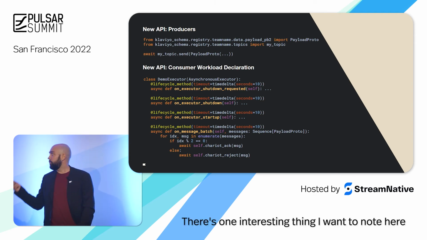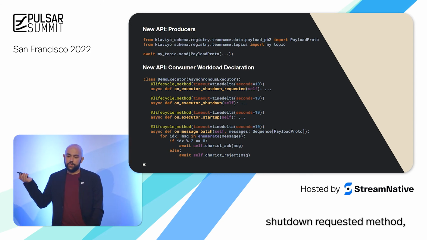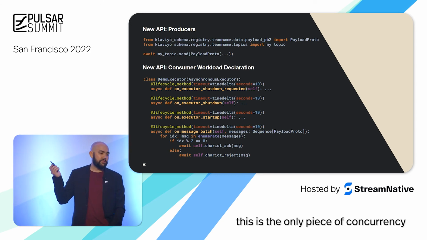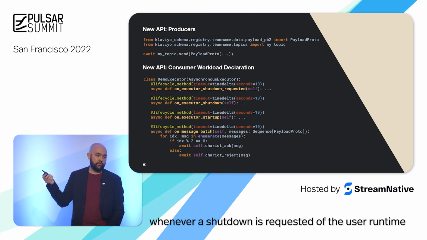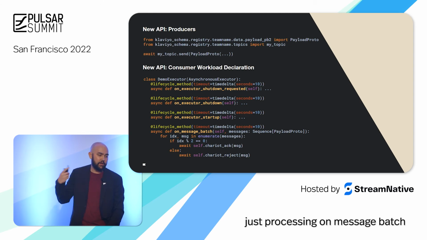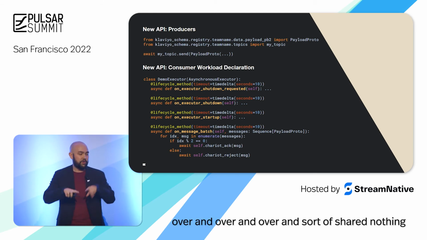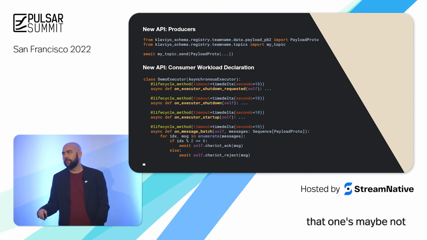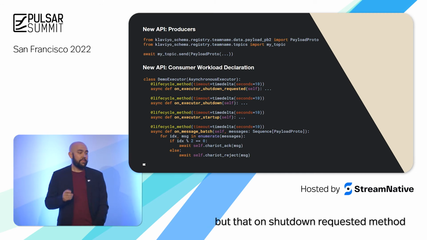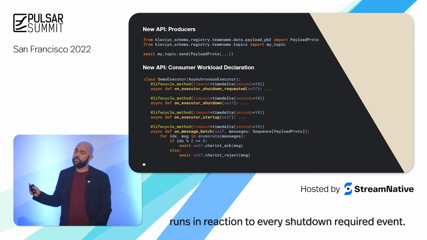There's one interesting thing I want to note here before I leave, which is that on-shutdown requested method. This is the only piece of concurrency we provide user code. That method runs whenever a shutdown is requested of the user runtime for any reason. The rest of the time, it's just processing on-message batch over and over and over in shared nothing parallel. And we parallelize at the process level. That one's maybe not as applicable to the Java folks. But that on-shutdown requested method runs in reaction to every shutdown required event.